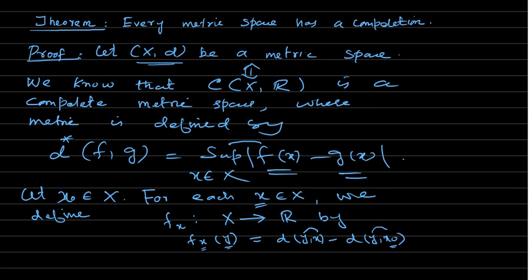So we'll see that this map you defined here from X to R is in C_X R. First we recall what C_X R is, the set of bounded continuous functions. So first we see that this is a bounded function. This f_x, you can say it's a bounded function.